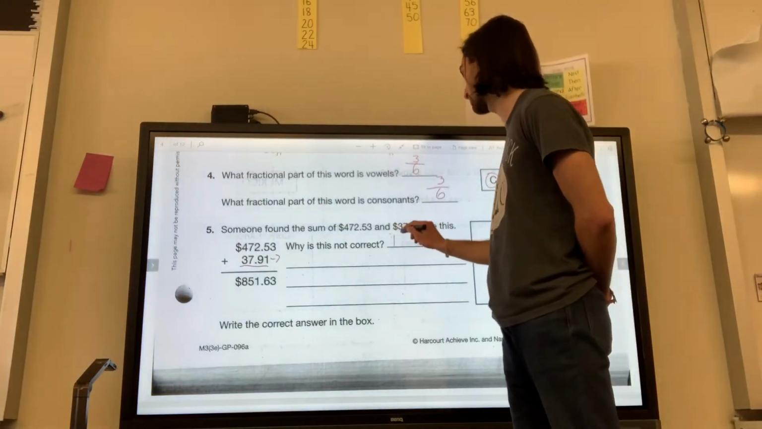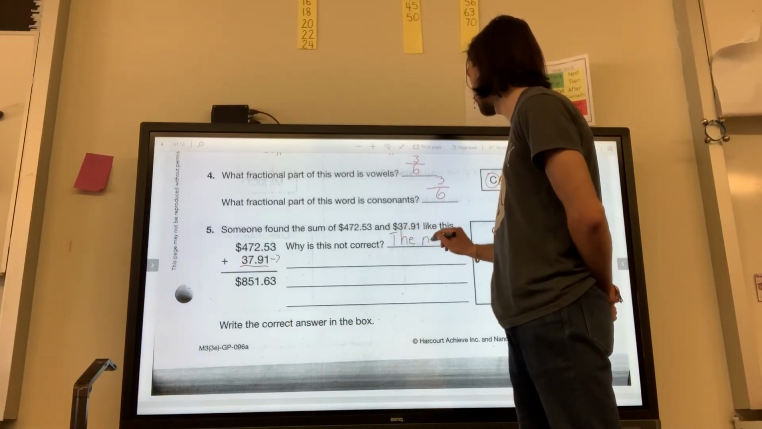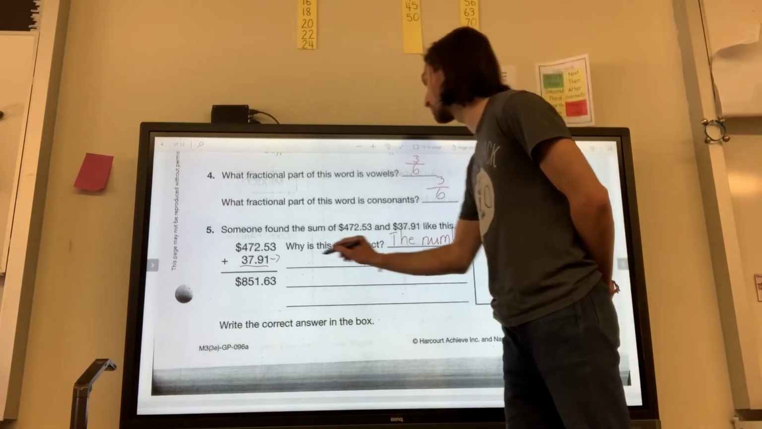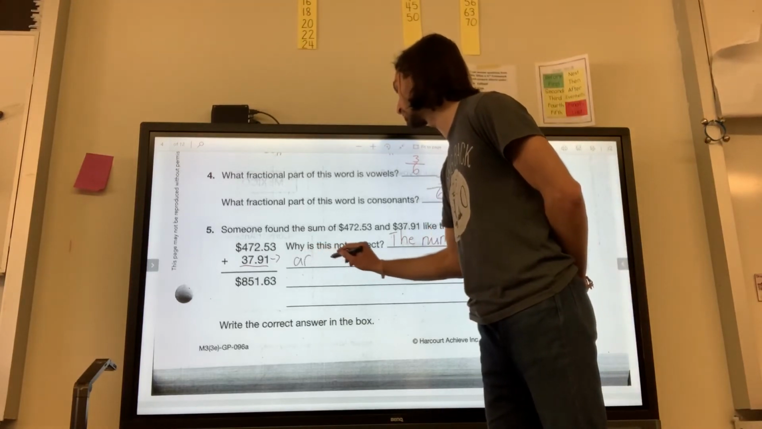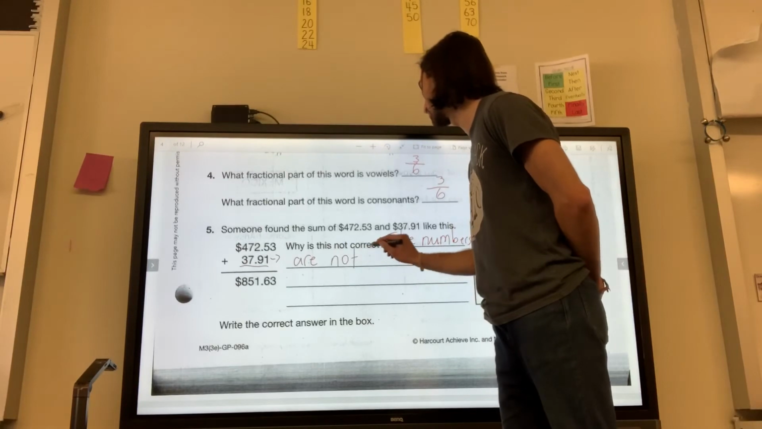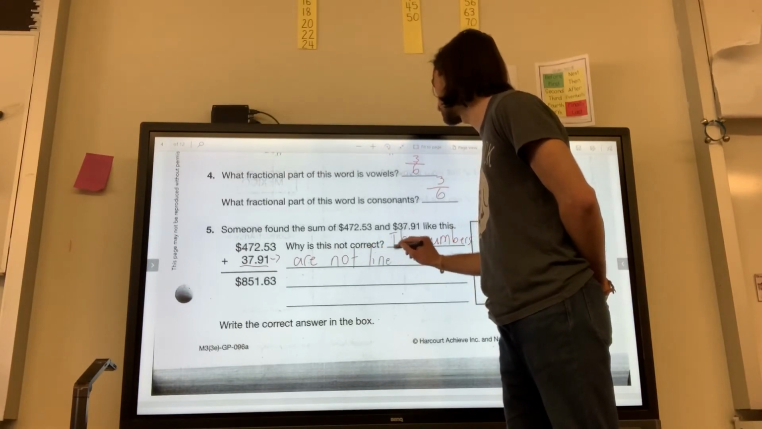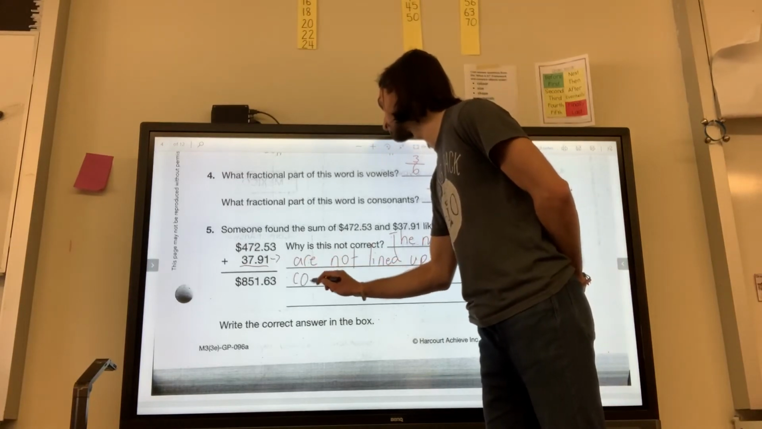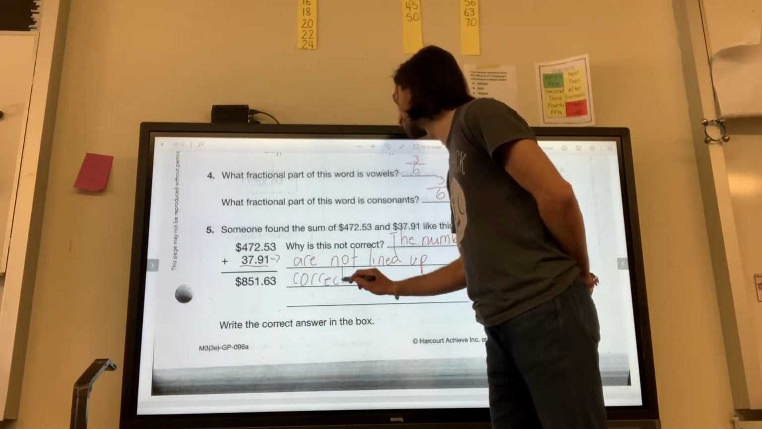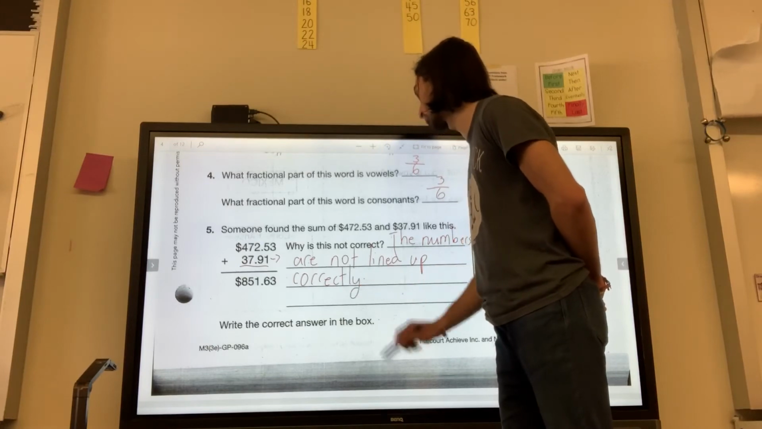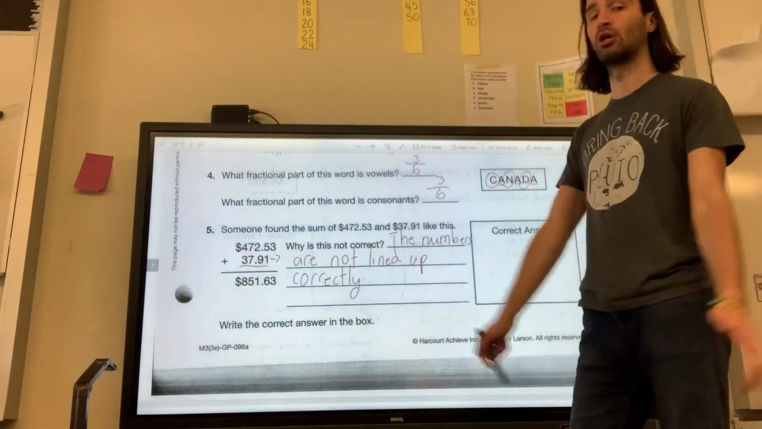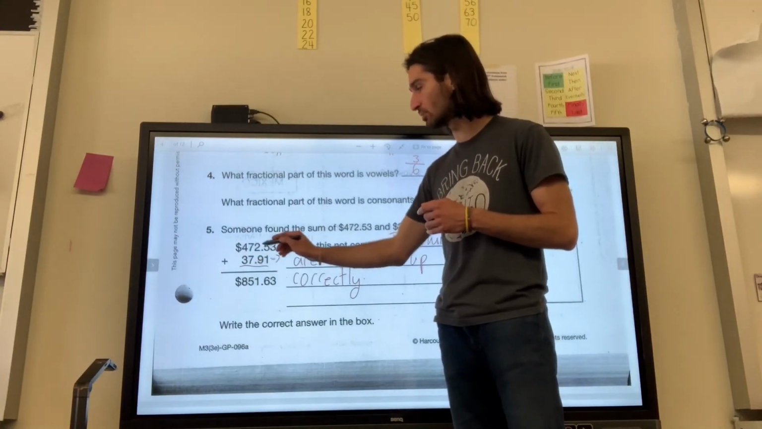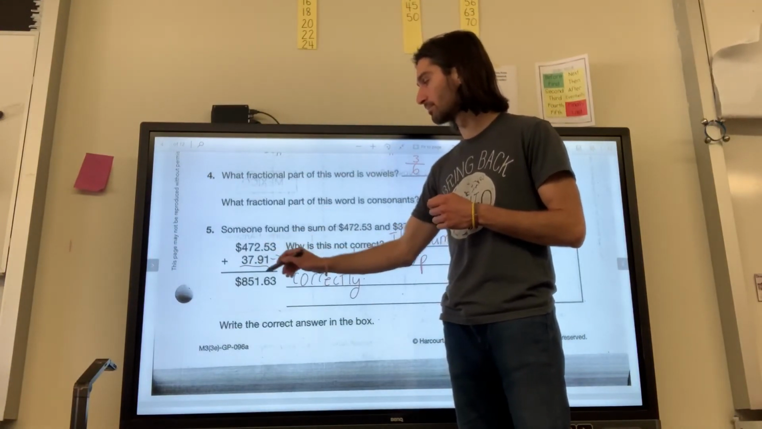Why is it not correct? The numbers are not lined up correctly. It's a mistake that we always make, well, a lot of us make early on when we're trying to figure these kind of questions out. You have to make sure your decimal is lined up.